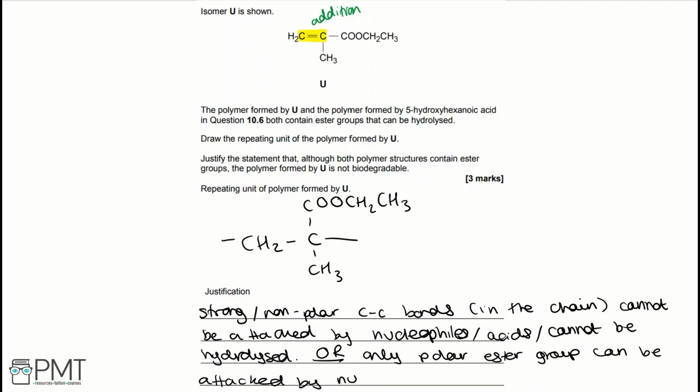To get the 3 marks for this question, you get 1 mark for having the correct repeating unit of polymer formed by U, and then you get 2 marks for either justification being correct.